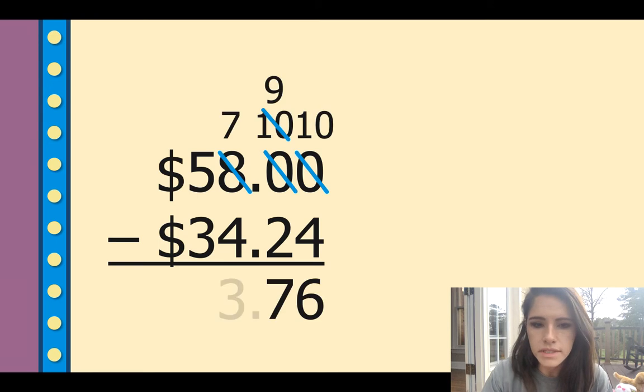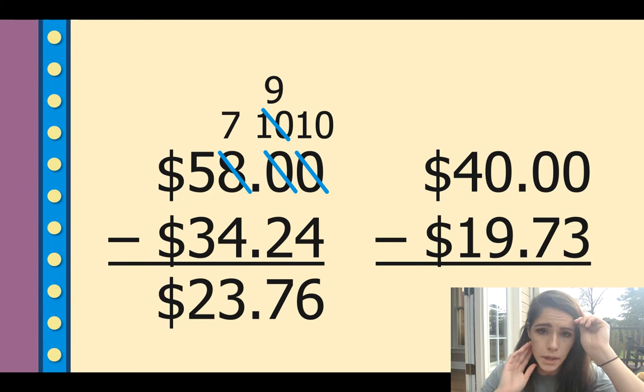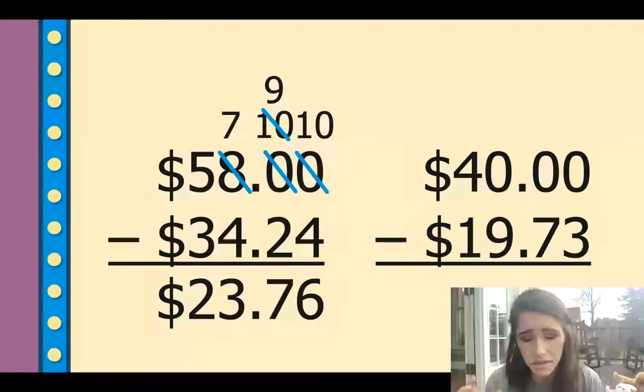Okay, so the next problem we're going to do is $40 minus $19.73. I highly suggest you change the $40 to $39.99 and then add that missing penny at the end of your problem. And you'll notice why, because there's just so much borrowing at the beginning of this problem because you have 3 zeros in a row. But if you want to do the borrowing, that is fine too.